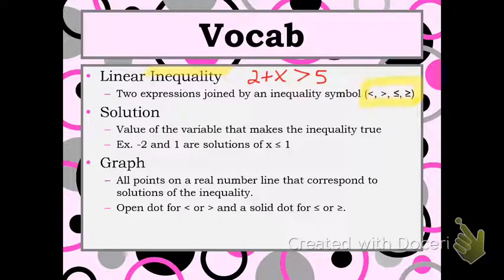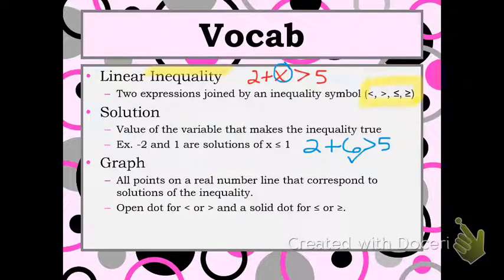Recall that a solution to an equation was any value that you could plug into the variable and make the statement true. That is still true for inequalities. A value is a solution if when you plug it in for the variable you get a true statement. So in 2 plus x is greater than 5, for example, if I did 2 plus 6, that would mean that 6 is a solution because that makes a true statement. 7, or actually that'd be 8. 8 is bigger than 5.